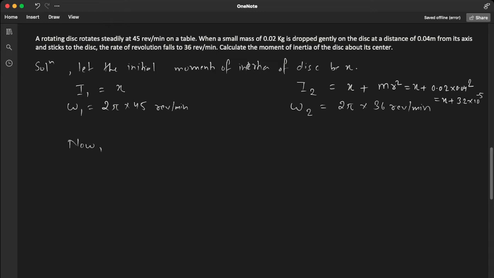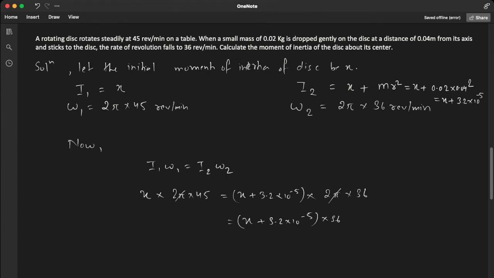Then we will use here the principle of conservation of angular momentum as I1 omega 1 is equal to I2 omega 2. So x into 2 pi into 45 is equal to x plus 3.2 into 10 power minus 5 into 2 pi into 36. 2 pi cancel, and x plus 3.2 into 10 power minus 5 into 36 is equal to 45x.